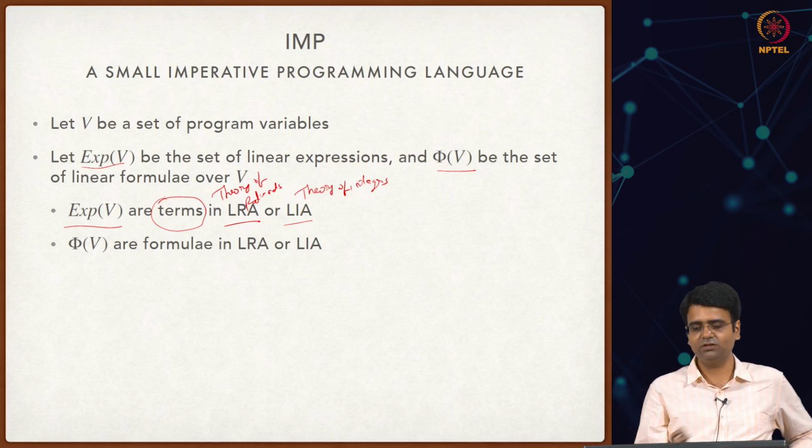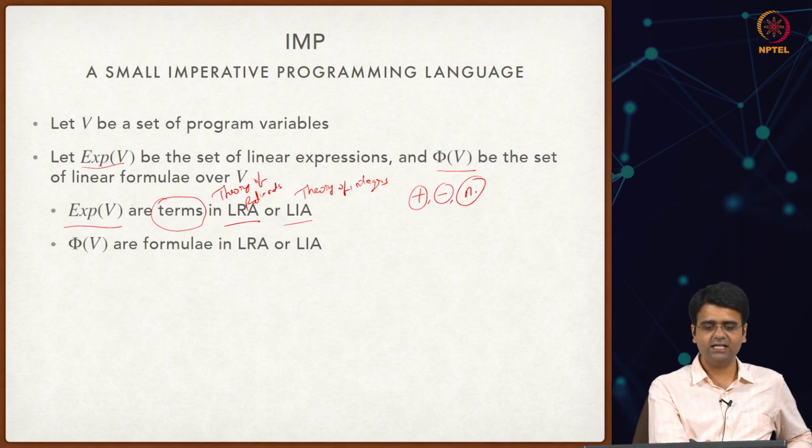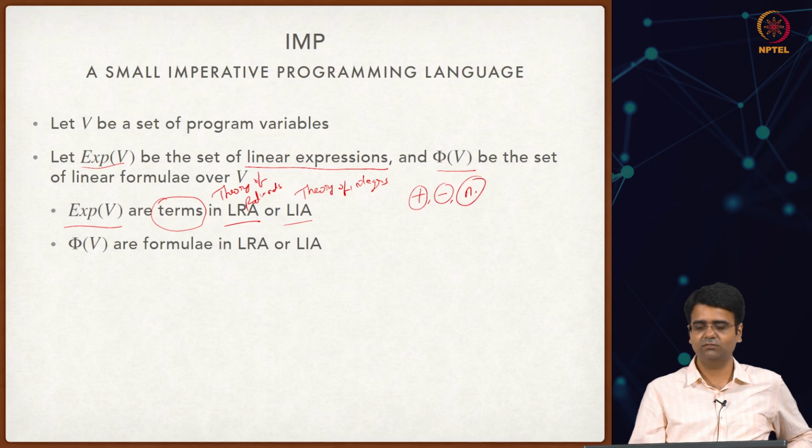So remember that each of these theories define functions. So for example, the theory of integers defines functions like plus, minus, or multiplication by a constant. So this we saw as this n dot. Similarly, the theory of real numbers has its own functions. So any terms that you can construct by applying these functions are all part of this set called EXPV. So in fact, they will be the set of linear expressions.